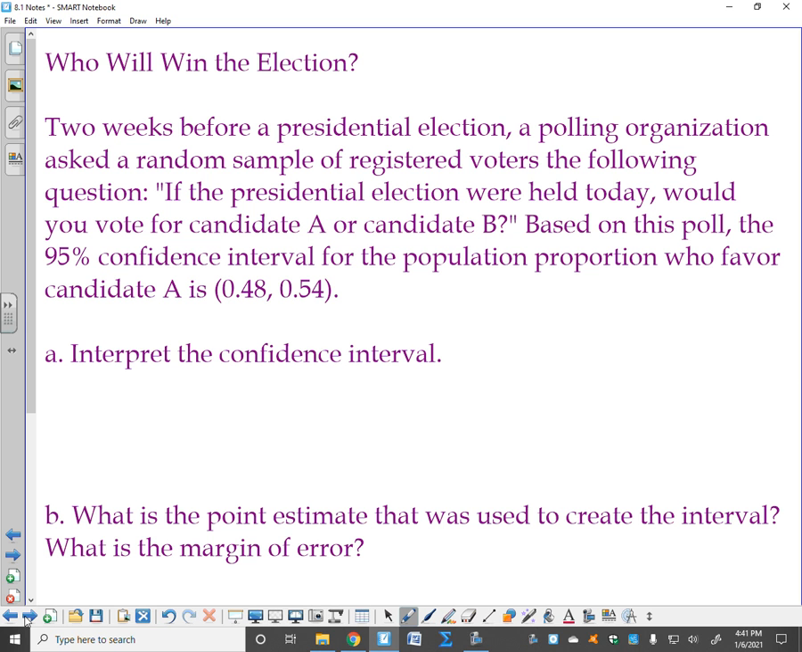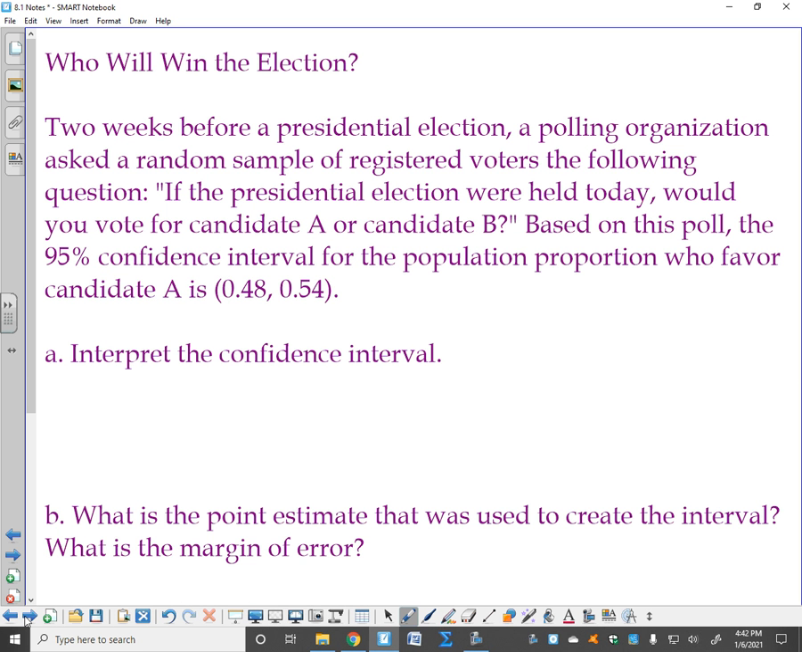Who will win the election? Two weeks before a presidential election, a polling organization asks a random sample of registered voters the following question. If the presidential election were held today, would you vote for candidate A or candidate B? Based on this poll, the 95% confidence interval for the population proportion who favor candidate A is 48% to 54%. So they took some samples, they got some information, and this is the result. This is their confidence interval from 48% to 54%.